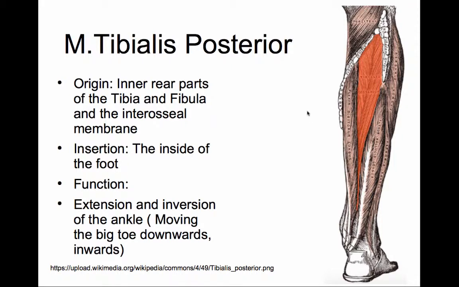Tibialis Posterior has its origin on the inner rear parts of the tibia and fibula and the interosseal membrane, similar to Tibialis Anterior but on the back of the shank. The insertion is also on the inside of the foot. The function is extension and inversion of the ankle, moving the big toe downwards and inwards. So it's a partial antagonist to Tibialis Anterior. But they both do inversion of the foot.